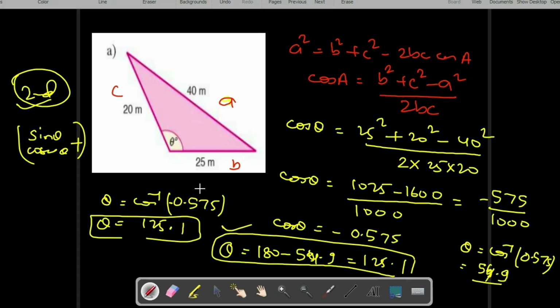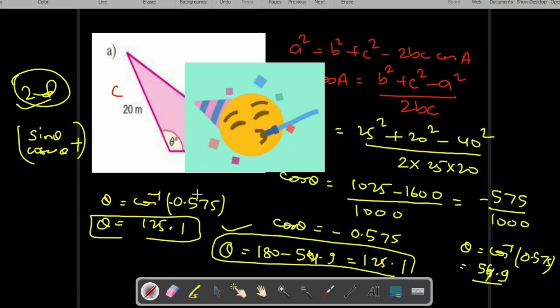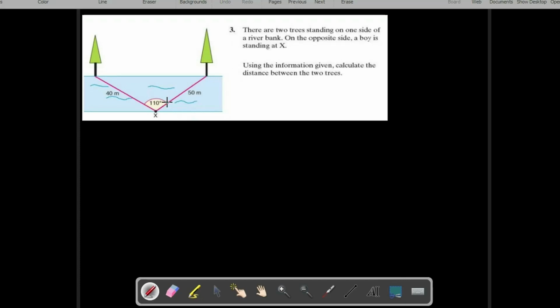We have to check which quadrant. If you have any doubt about in which quadrant sine or cos will be positive, check my trigonometry video which I already published. In case of any doubt, you can add your comment in the comment section and I will get back to you. Let's move to the other question.